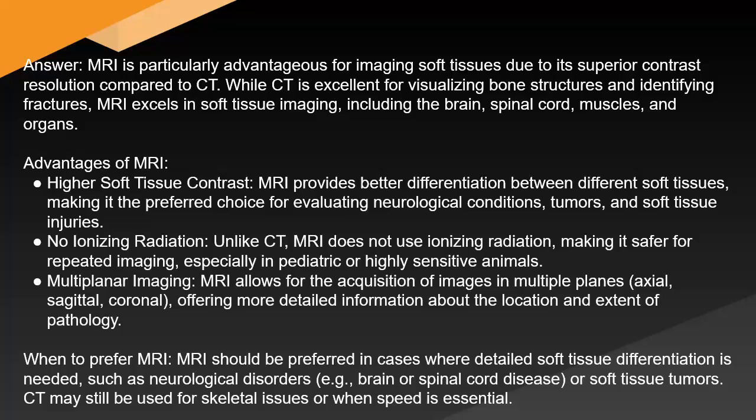Advantages of MRI: higher soft tissue contrast. MRI provides better differentiation between different soft tissues, making it the preferred choice for evaluating neurological conditions, tumors, and soft tissue injuries. No ionizing radiation: unlike CT, MRI does not use ionizing radiation, making it safer for repeated imaging, especially in pediatric or highly sensitive animals. Multiplanar imaging: MRI allows for the acquisition of images in multiple planes, axial, sagittal, coronal, offering more detailed information about the location and extent of pathology.